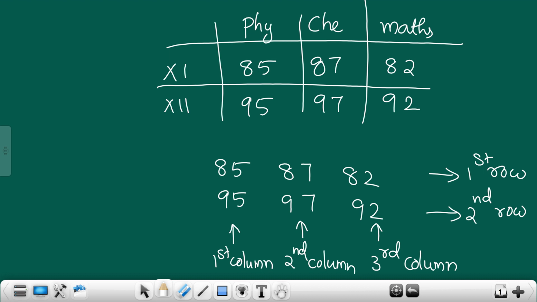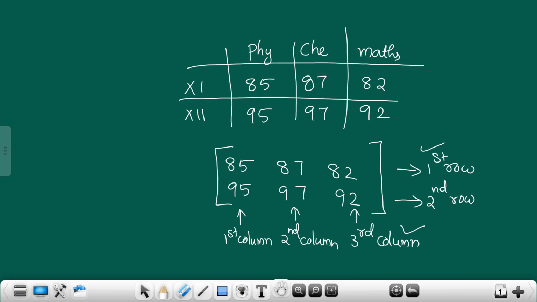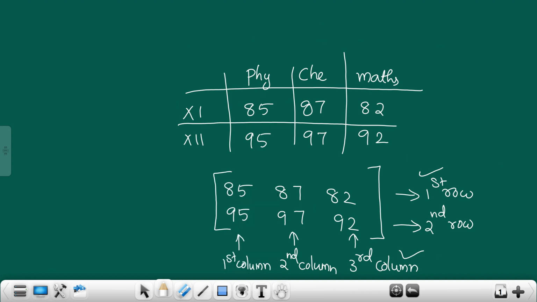I enclose this arrangement using a closed bracket. So this is a rectangular array of numbers arranged into rows and columns enclosed by the symbol closed bracket. In mathematics, this type of arrangement we know as a matrix. So my dear students, today I would like to introduce a new chapter, matrices. So this is our first chapter.